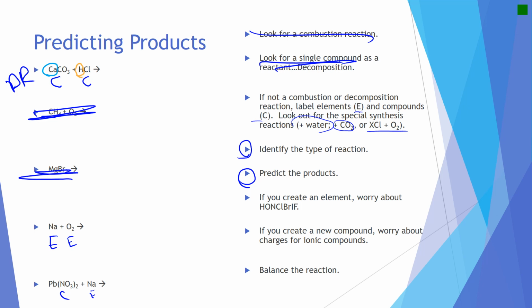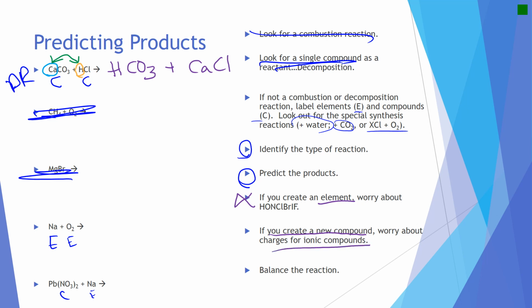So now I'm going to write Ca, and it's going to literally take the spot of where H was, and H is literally going to take the spot of where Ca was. So it's now going to be HCO3 plus CaCl. Okay? So now I've combined my products. I do not have any elements by themselves, so I do not need to worry about the Hunkelbriefs. I did create a new compound, and they are both ionic compounds.